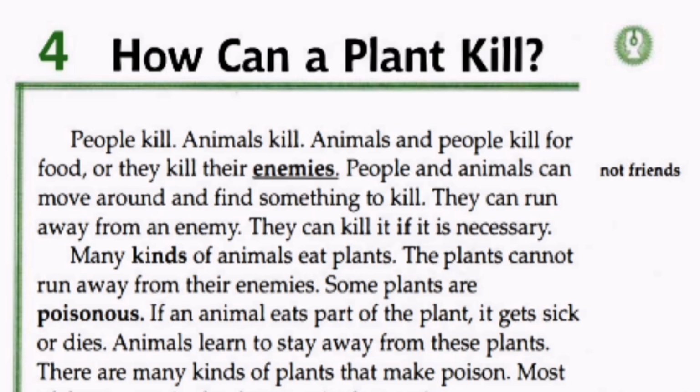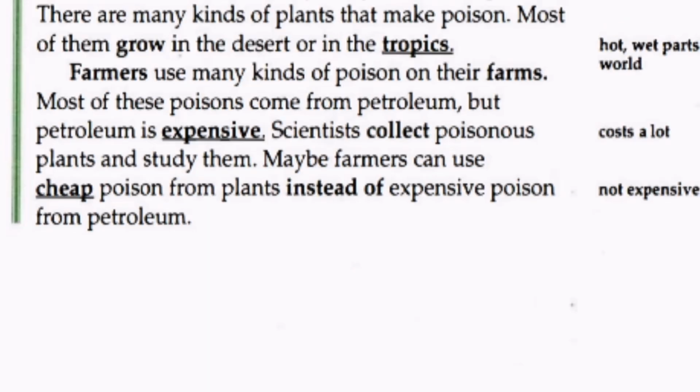There are many kinds of plants that make poison. Most of them grow in the desert or in the tropics. Farmers use many kinds of poison on their farms. Most of these poisons come from petroleum, but petroleum is expensive.